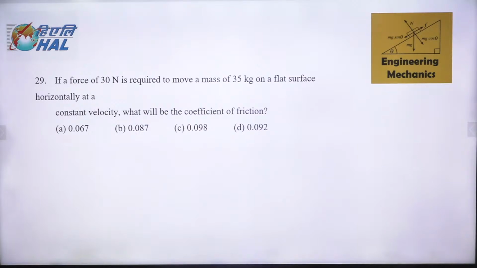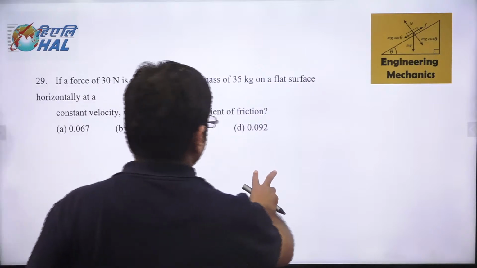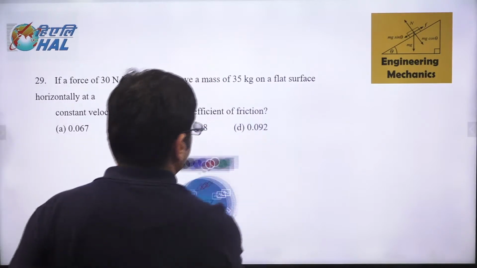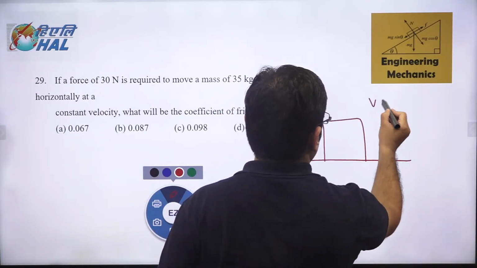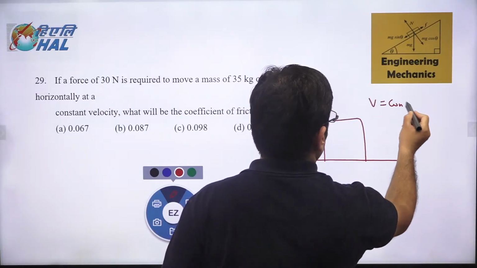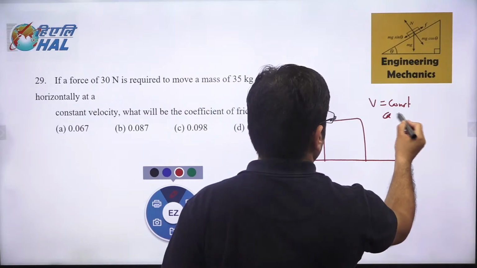A force of 30 Newton is required to move a mass of 35 kg on a flat surface horizontally at a constant speed. What is the coefficient of friction? Again, a very simple question. It's not a difficult question. So constant velocity means no acceleration. So V is constant means acceleration is 0.